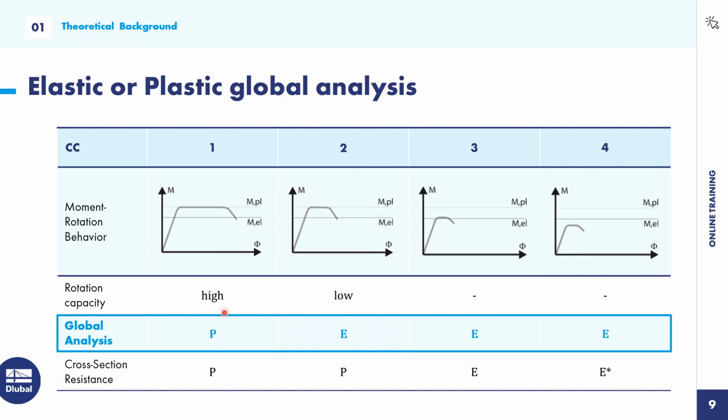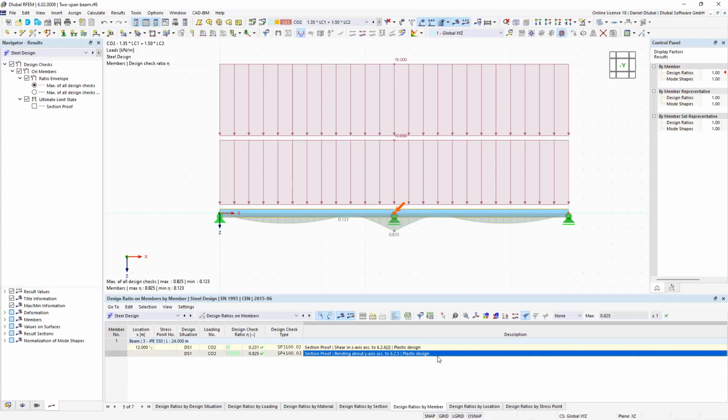So whenever you have the possibility to do this, then consider these different cross-section resistances. So plastic when you have cross-section classes 1 or 2. When you would like to perform your elastic design, so with elastic cross-section resistance for bending moment, for example, or shear resistance, then you can also change this.